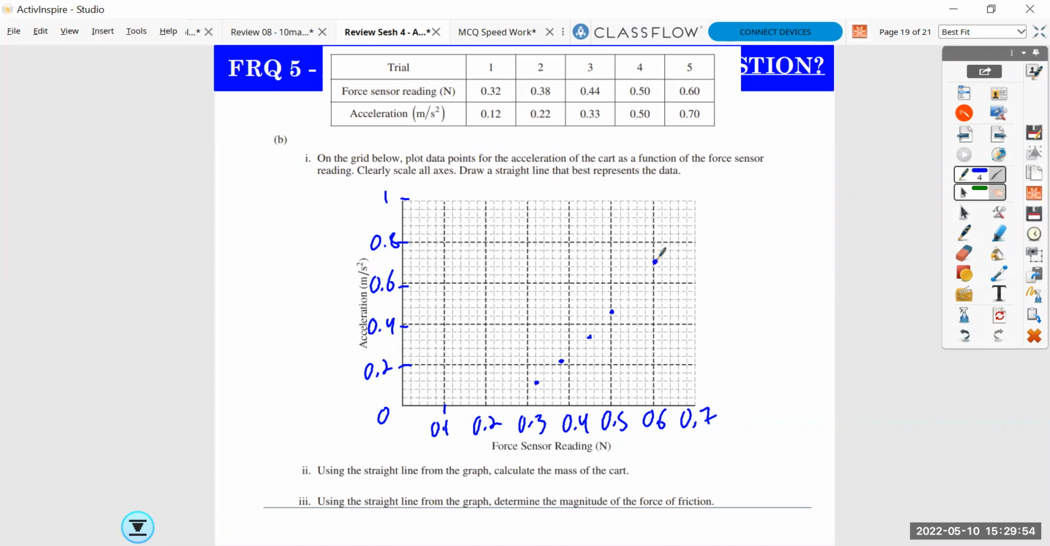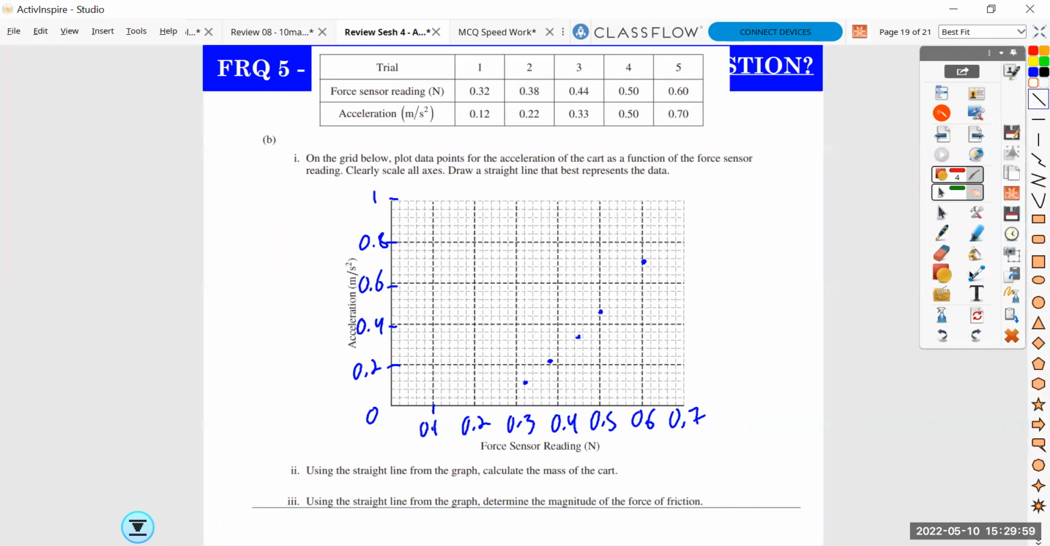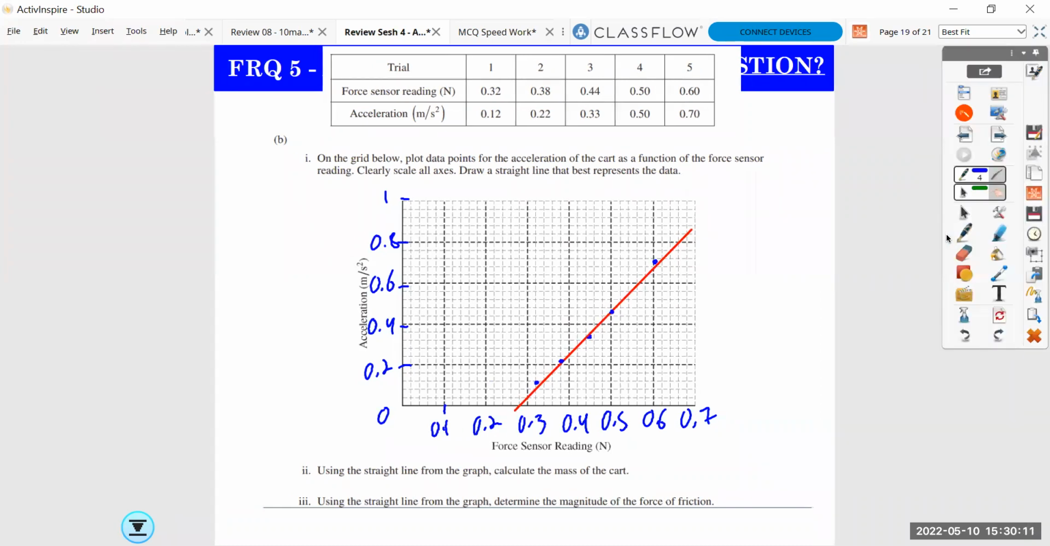This is where you're going to want to take the ruler that you will have. Don't play connect the dots. Just draw the best line you can that seems to fit the data as best you can. If they ask you to do this, there's going to be some wiggle room, so don't worry about getting it precisely right. It then asks you to use the straight line from the graph to calculate the mass of the part. Well, I want to note, don't use data points. If they say to use the line, use the line.